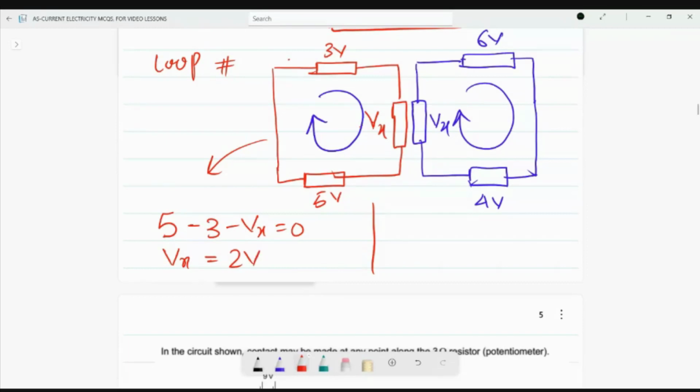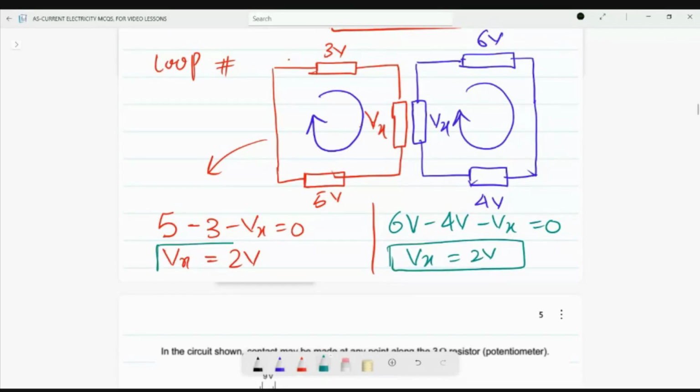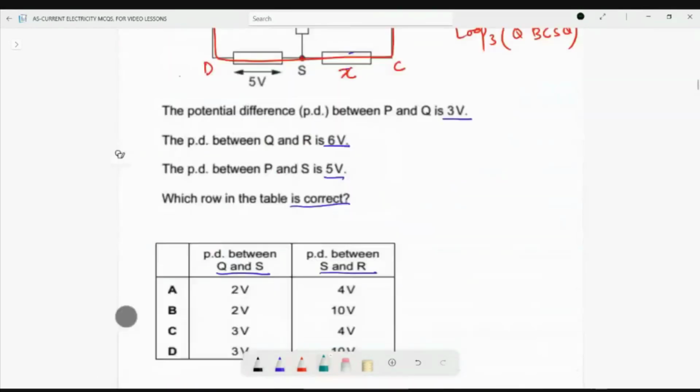Similarly, if I want to counter check this, here the 6 volt is the largest one. So 6 volt minus 4 volts minus Vx, that would give me 0 result. So again from here Vx is equal to 2 volts. So I have counted this, and these two values are the same, that's why this would give you 2 volts. Now according to that, I will go back to the question.